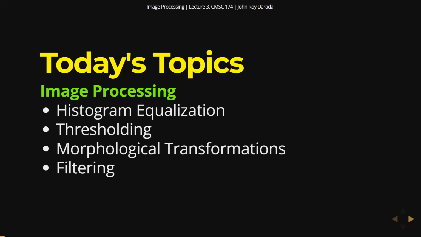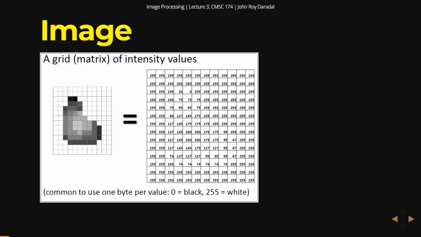Okay, so let's start. In image processing, of course, we are processing an image. Let's remember that an image is basically just a grid or matrix of intensity values, and these values range from 0 to 255. If you have a white pixel, that's 255, the maximum intensity. A black pixel would be 0. Gray values with different levels of brightness range from 0 to 255 as well, so you have things like 127, 145, 175, and so on.